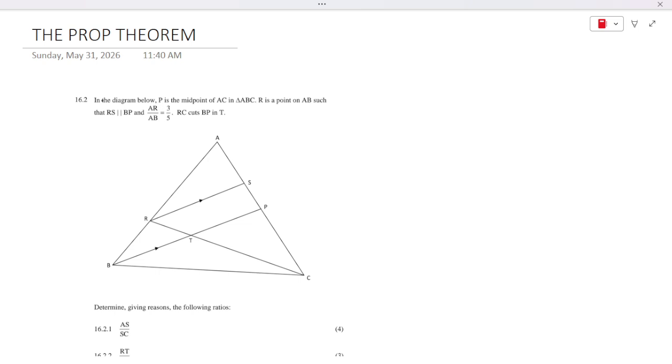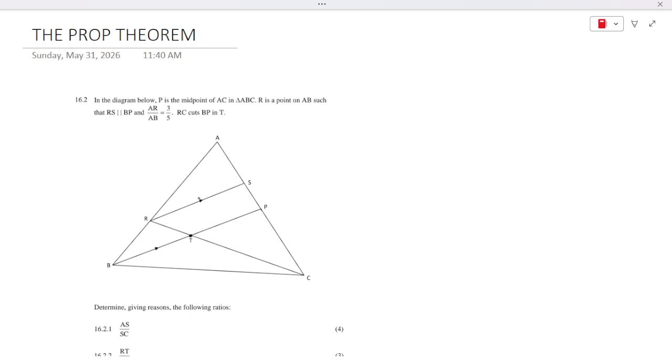So there we have in the diagram below, P is the midpoint. If you look at P over here, it is the midpoint of AC, that particular line in triangle ABC. Then R is a point on AB, along AB there, such that RS is parallel to BP. Then AR over AB is equal to 3 over 5. Then RC cuts BP at T. They are trying to remind you that we also have something right inside here, something called T.